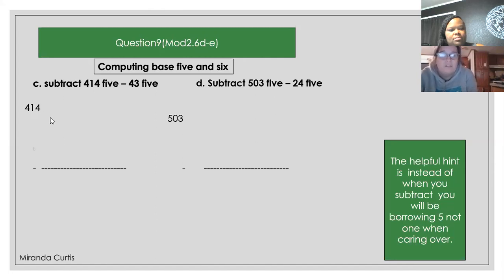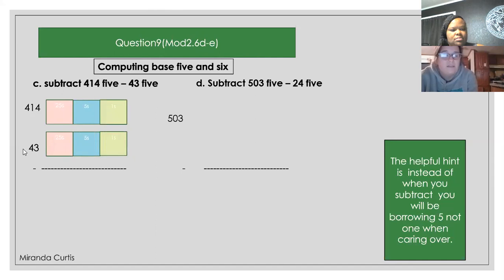So what we're going to do is we're going to start with our boxes. We're going to start with our numbers. We're going to do 4, 1, 4, and our boxes are going to come up. So we're going to have 25s, 5s, and then we're going to have 1s. And then the same thing for the 43. We're going to have 25s, 5s, and 1s. And what we're going to do is we're going to fill them in. So in our 25 spot, we have 4, so we're going to put 4 dots. In our 5s spot, we have 1. In our 1s, we have 4.